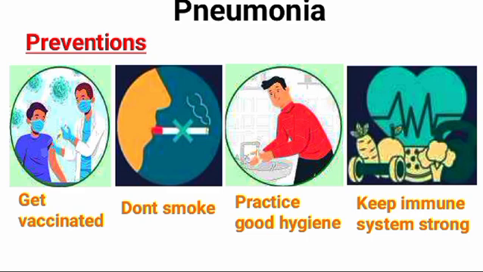Second is don't smoke. Smoking damages your lungs and natural defenses against respiratory infections. Third, practice good hygiene. To protect yourself against respiratory infections that sometimes lead to pneumonia, wash your hands regularly or use an alcohol based sanitizer. And fourth one is keep your immune system strong. Get enough sleep, exercise regularly, and eat a healthy diet.